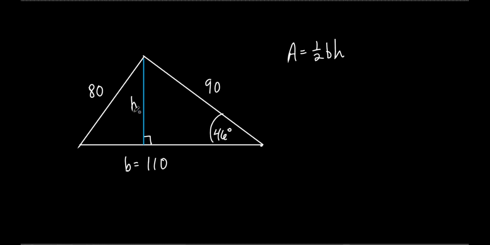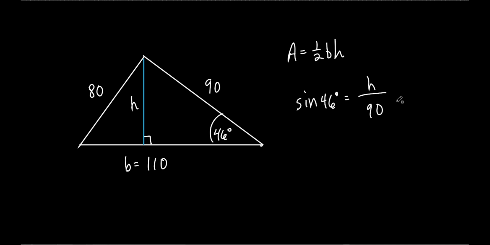So what do I have? What is h to the 46? It's opposite. What is 90? Hypotenuse. Which one uses opposite and hypotenuse? The sine, all right? So that's what we're going to do. We're going to take the sine of this angle, which is 46, equals the opposite, which is h, over the hypotenuse, which is 90. Now this one comes out kind of nice, right, because the h is already on top.